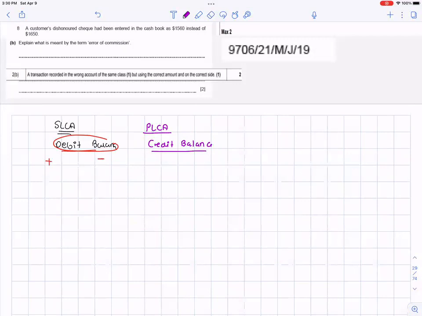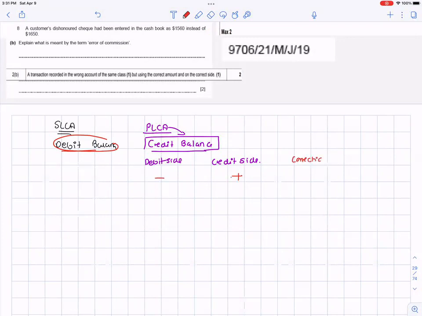Minus. If my corrections, PLCA has a credit balance. If my corrections appear on the credit side, what will I do? Add. If the corrections appear on the credit side, I will add. And if the corrections appear on the debit side, then? Subtract. You will subtract.